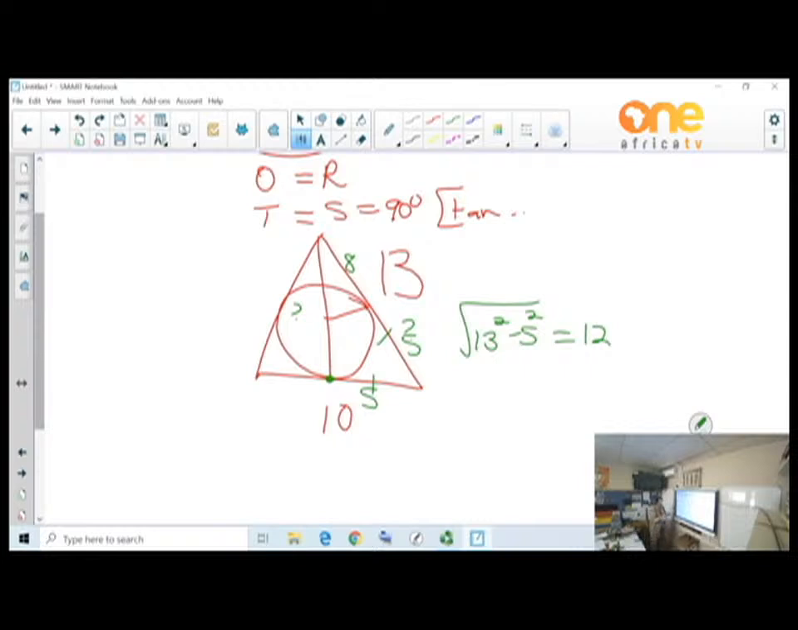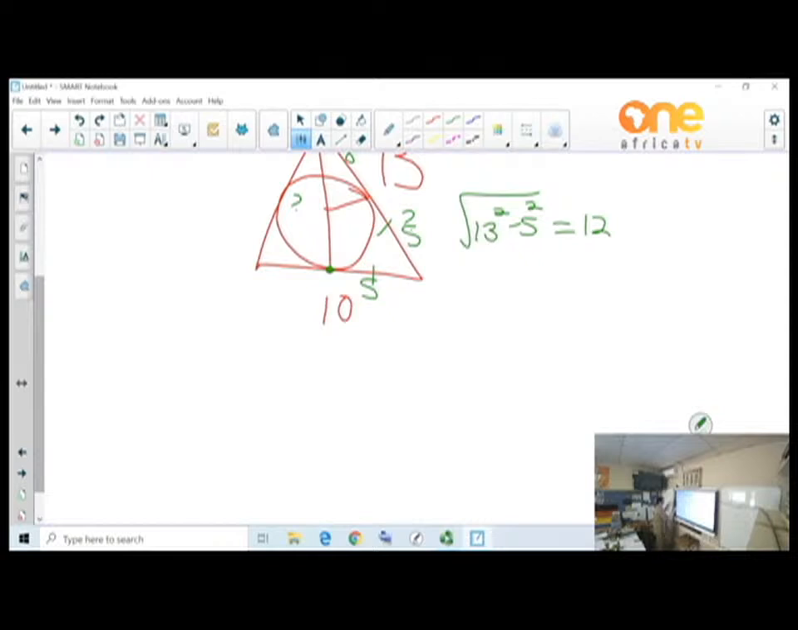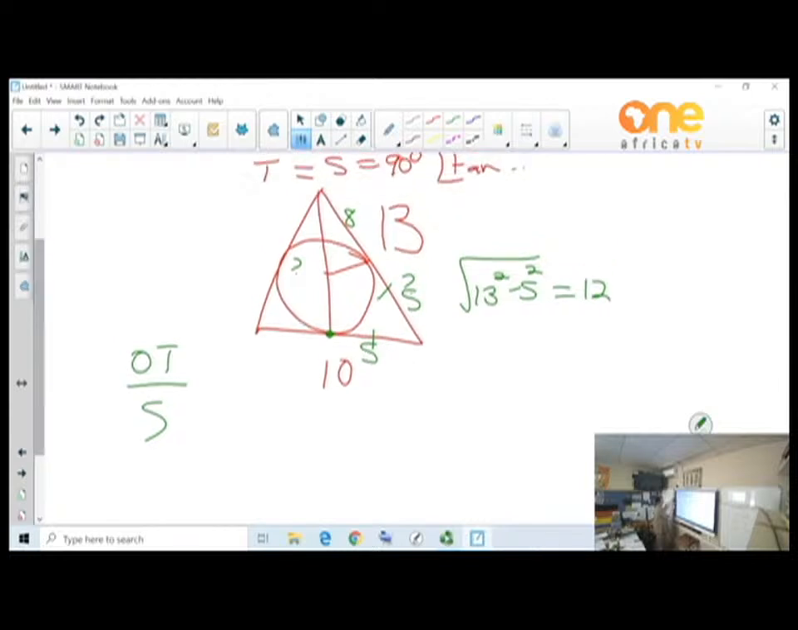And the 66, so the similarity is going to say, so I'm going to write here for you which sides over which ones. So OT over 5, let's just see if you can see it. OT over 5 is equal to 8 over 12. So I had to get those sides first. From there it's easy, cross multiplication, and then I get that OT is 3 1/3.